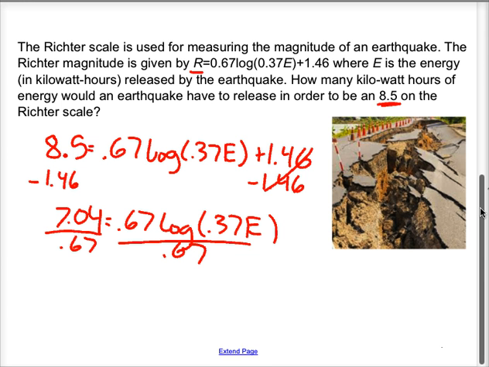All right, now here, again, I want to stay as precise as possible. So when you divide 7.04 by 0.67, you're going to get about 10.51. But again, to stay as precise as long as possible, I'm going to tell my calculator, hey, you know what? I want you to take that number for me, turn it into a fraction.